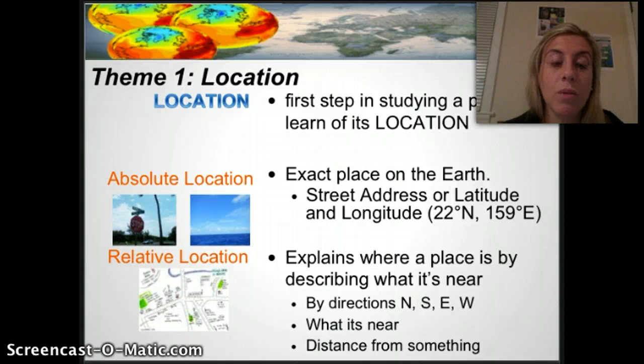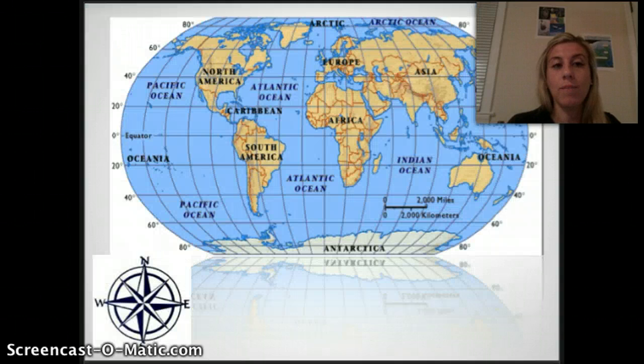Bala Cynwyd Middle School is near Cynwyd Elementary. Or how far it is from something. I live 11 miles from City Hall in Philadelphia. So that is absolute and relative location.